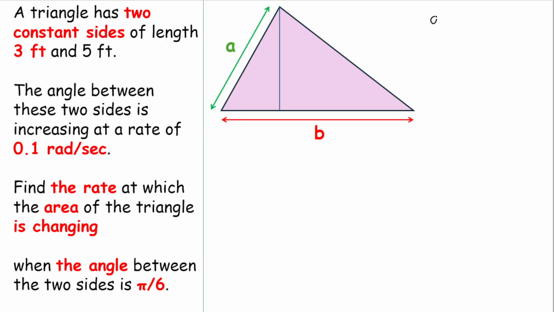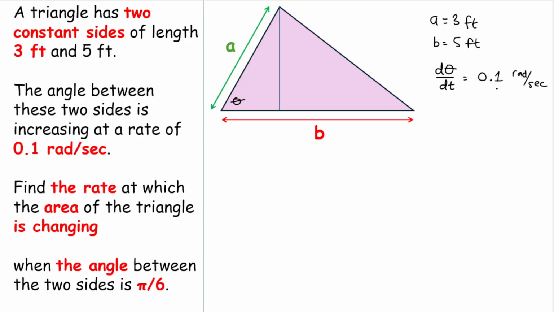So A is 3 feet, and then B here is 5 feet. Good, and then the angle between them, I will rename this angle as theta. That theta is changing at a rate of 0.1 radian per second. So I will have d theta dt is equal to 0.1 radian per second. And then find the rate at which the area of the triangle is changing.